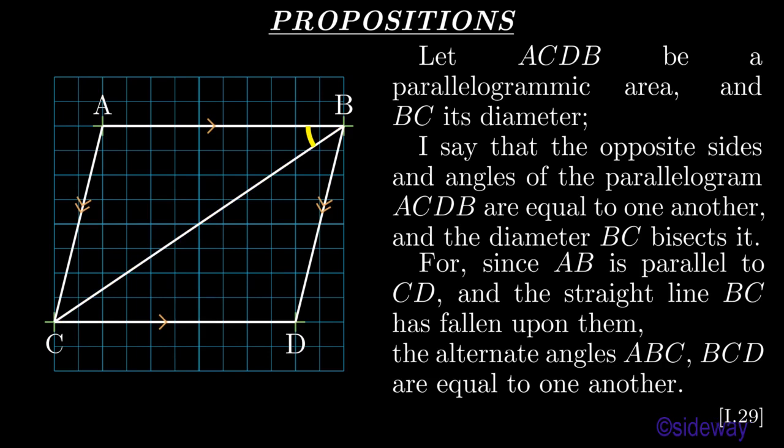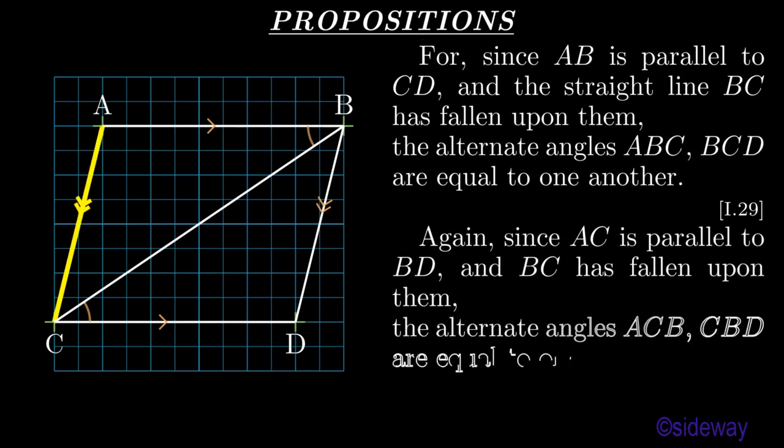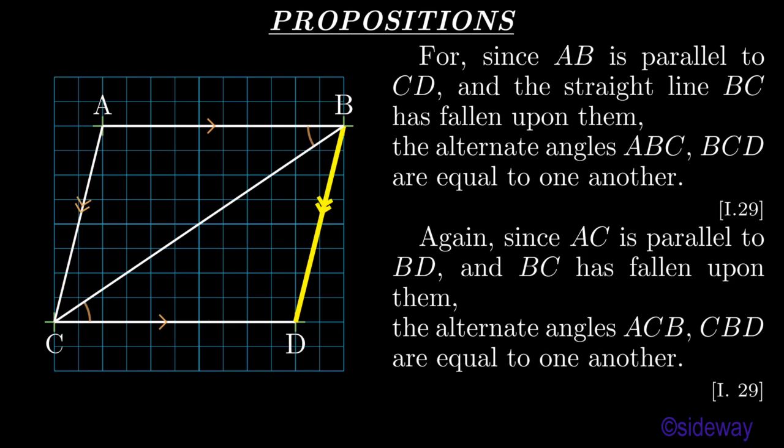Since AB is parallel to CD, and the straight line BC has fallen upon them, the alternate angles ABC, BCD are equal to one another, by Book 1, Proposition 29. Again, since AC is parallel to BD, and BC has fallen upon them, the alternate angles ACB, CBD are equal to one another, by Book 1, Proposition 29.